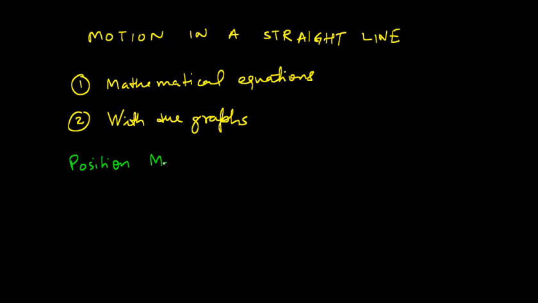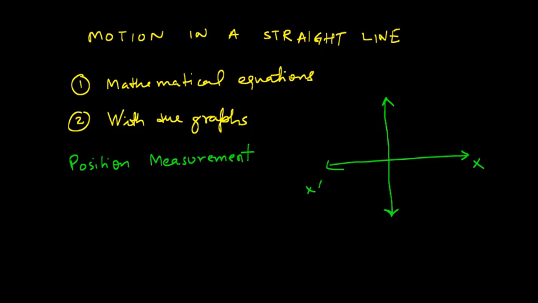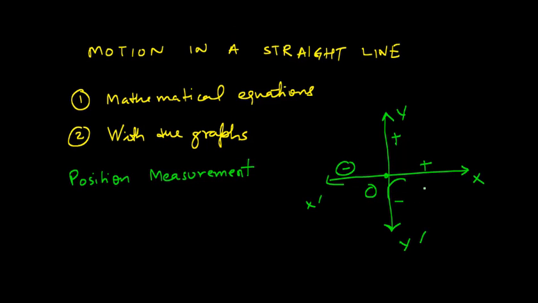Position measurement. That means how we are going to locate the position of an object. So we need a frame of reference. A convenient way is to fix the coordinate system to a surface, and we can draw two axes, say x and x dash, and this as y and y dash. The intersection is O, and this direction is positive, this direction is positive. So this one is negative and this one is negative.